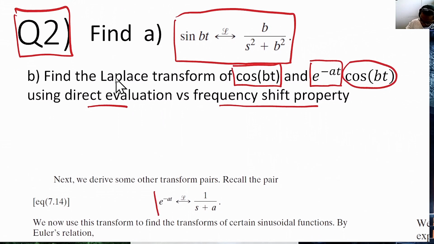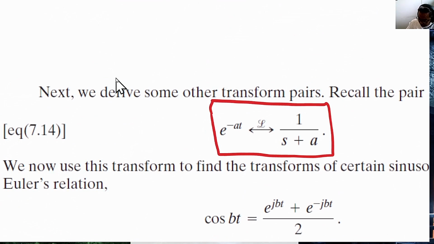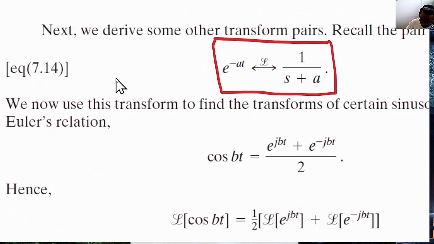We are however allowed to use this expression over here. The Laplace transform of e minus at equals 1 over s plus a. Let's begin with the Laplace transform of cosine bt.